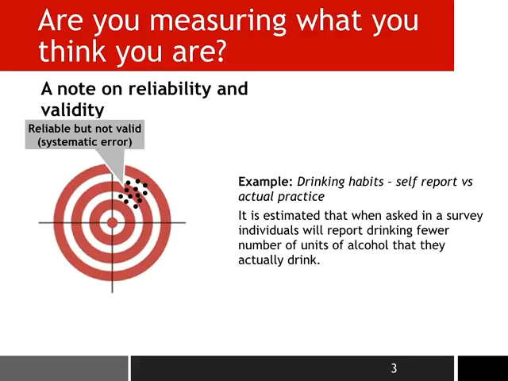For instance, suppose we aim to assess drinking habits with a self-report questionnaire. However, we can expect that participants report less consumption than they really do. In this case, the instrument would be reliable because it is consistent when measuring. However, it would not be valid since it is providing a score with a systematic error.